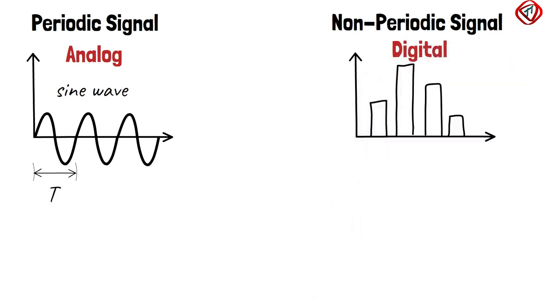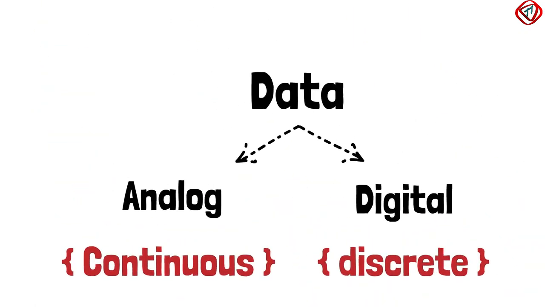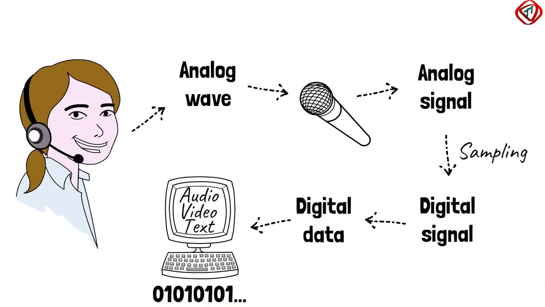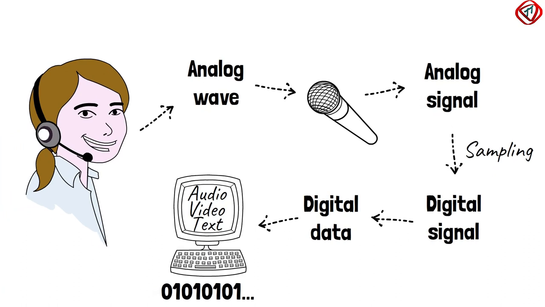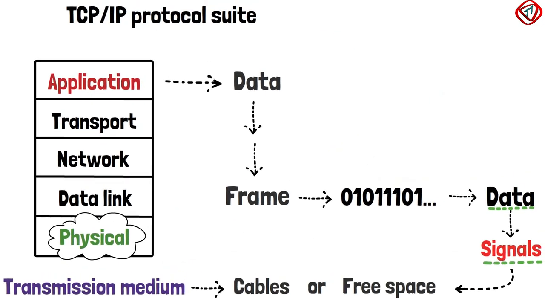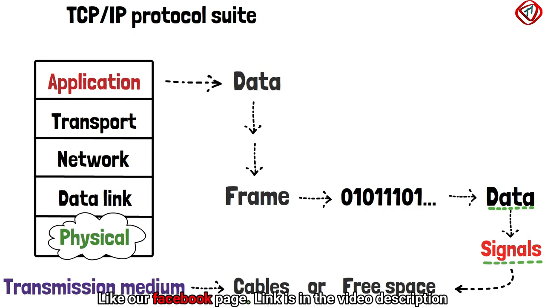represent variation in data. So in this video, we learned that the data can be analog or digital. Analog data is processed and stored in memory as digital data. The data link layer receives digital data like audio, video, text in the form of zeros and ones, and the physical layer converts it into signals for transmission across the transmission medium.